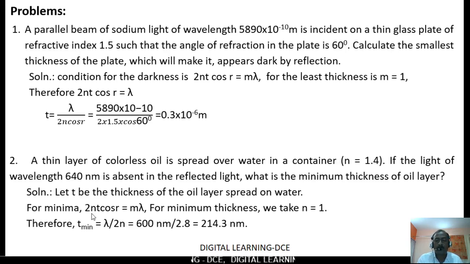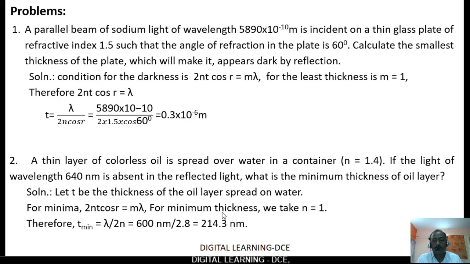For minima, the condition is 2nt cos r equals m lambda. For minimum thickness, we take m equal to 1. Therefore, minimum thickness t equals lambda by 2n. This is 600 nanometer divided by 2 into n. n is 1.4. Therefore, on further simplification, we get 214.3 nanometer.